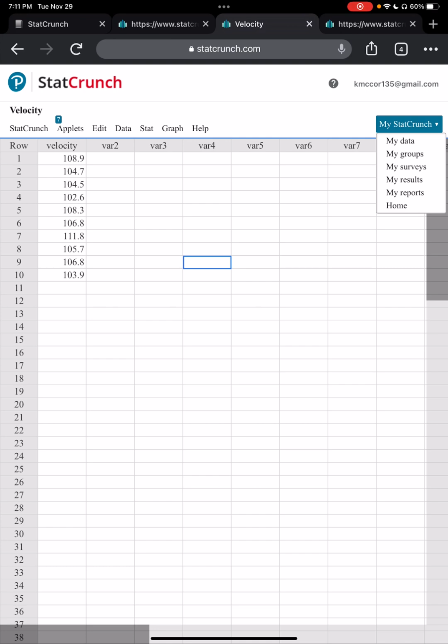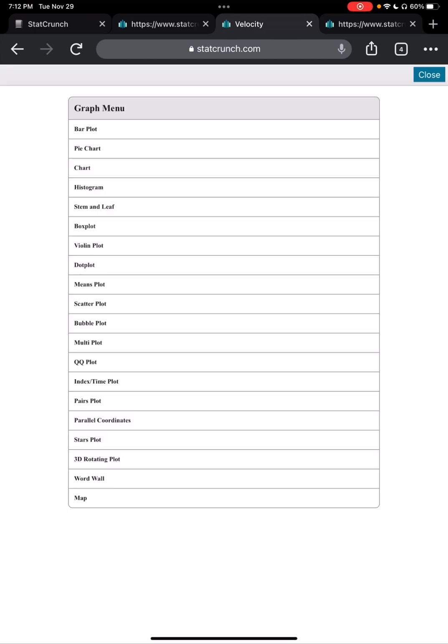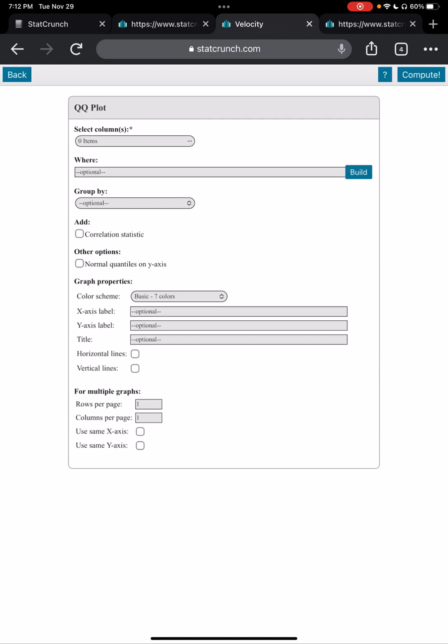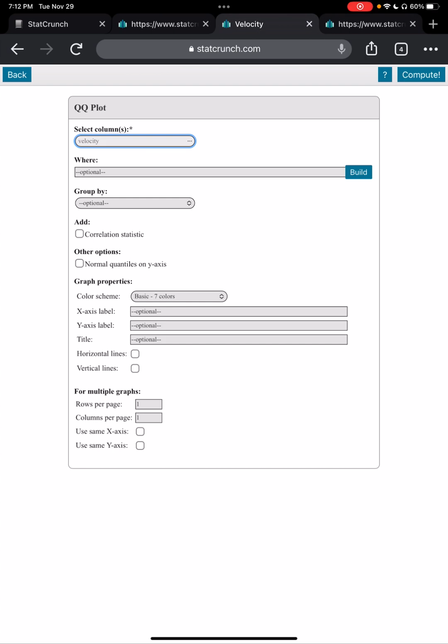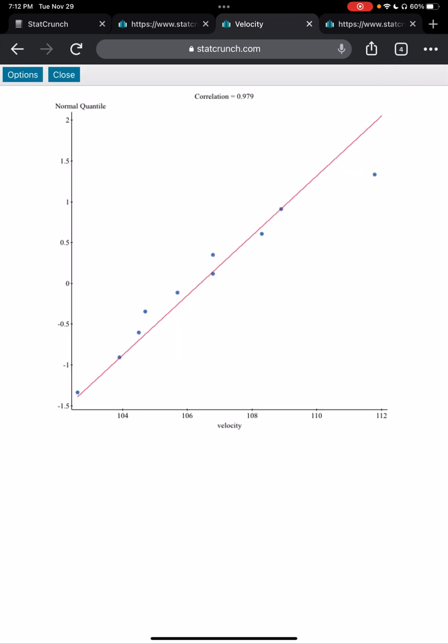I'm going to use this information. If you want to input it and do it along with me, go ahead and pause and you can input the data yourself. We are going to go to Graph, down to QQ plot. We're going to select the columns, and here we're going to pick the velocity. We want the correlation statistic, and we want the normal quantiles on the y-axis. We're going to have it compute, and we end up with this plot right here. You notice right up at the top, it has a correlation of 0.979. That is our correlation coefficient. So that's our R value.